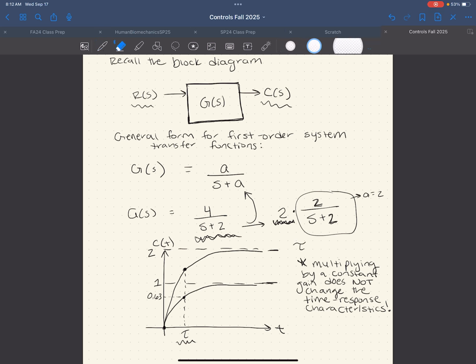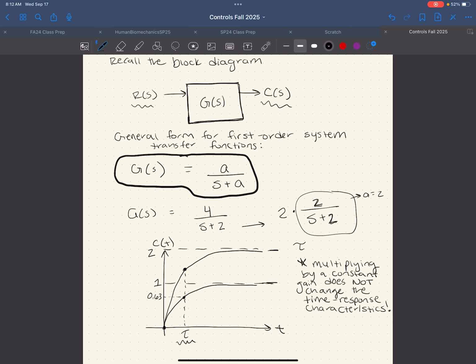All right, let's do a little bit more review. Let's clean this up just a little bit. Let's look at this transfer function G again, this general form. Let's try to convince ourselves that this is indeed LTI.